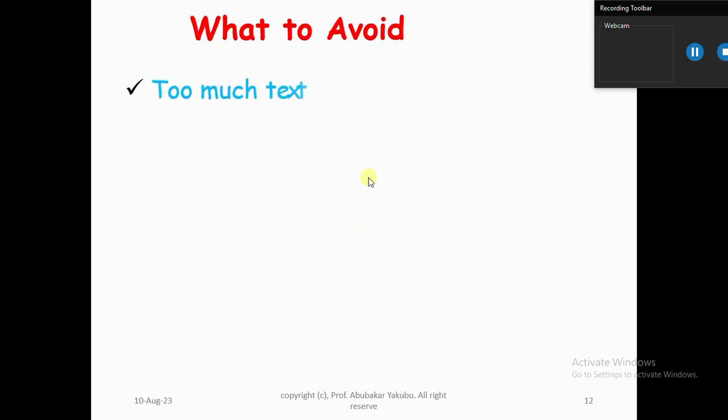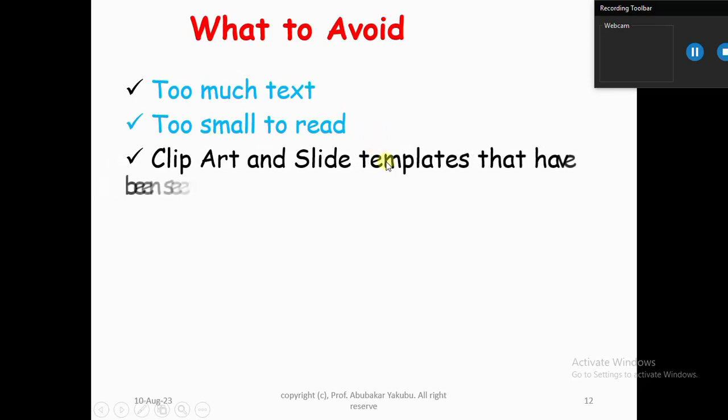What to avoid during presentation? Too much text. It's number 1. Too small to read. The font should be large enough for your audience to see as you present. Clip art and slide templates that have been seen a million times should be avoided. Seeing a man walking on your slide, somebody dancing on your slide, that has been seen a million times should be avoided. So you are not bringing anything new. There's no innovation in what you are doing. So try and do something new.